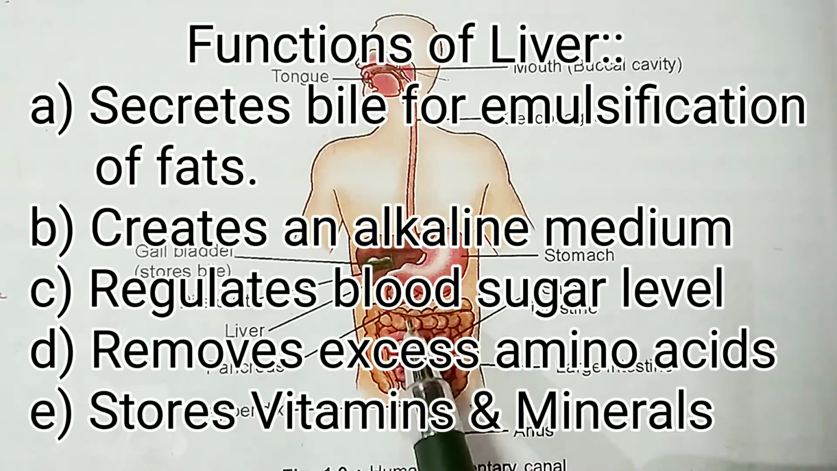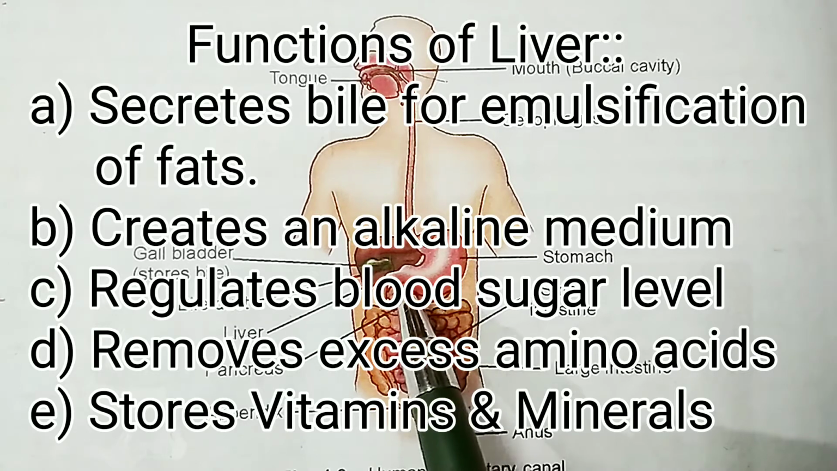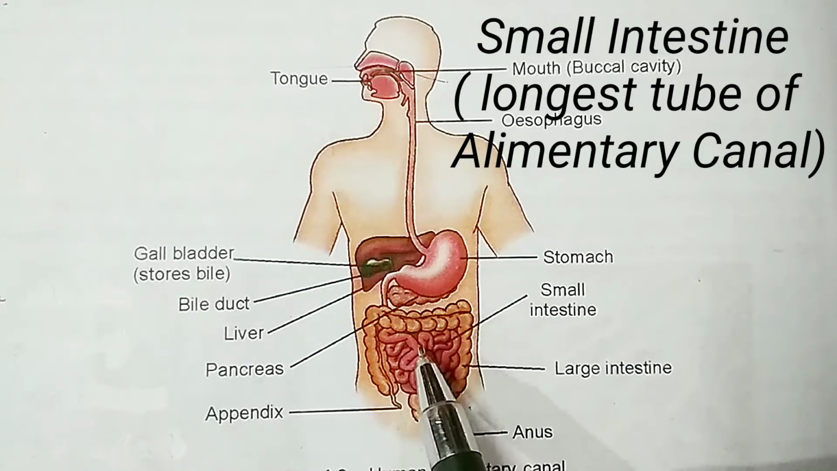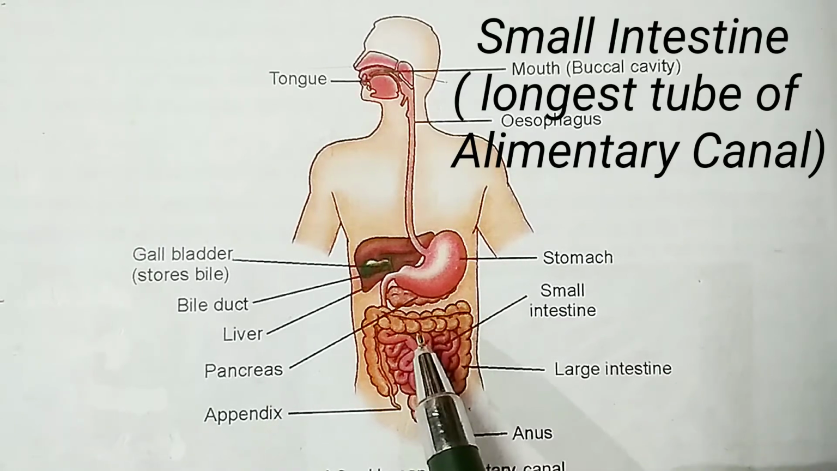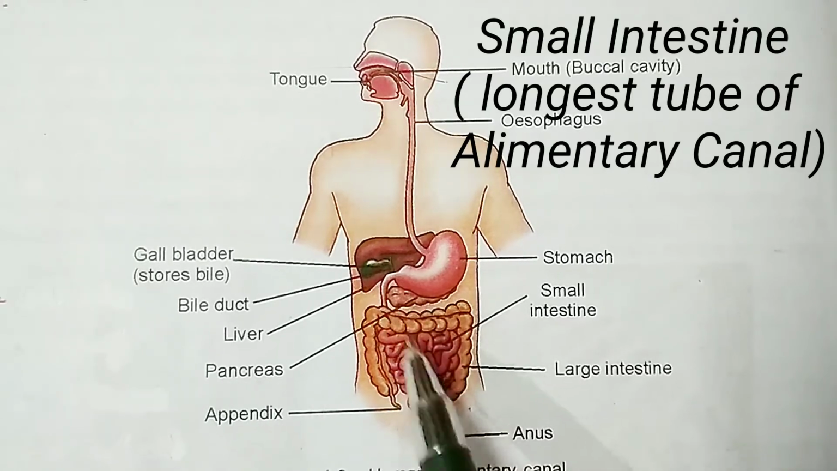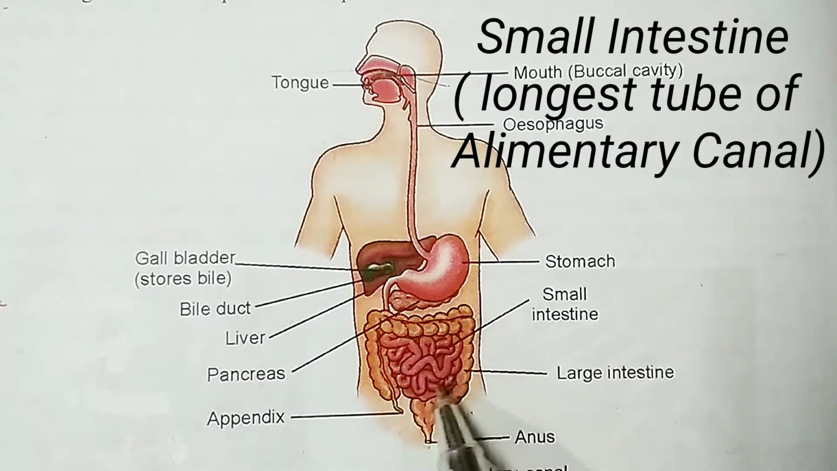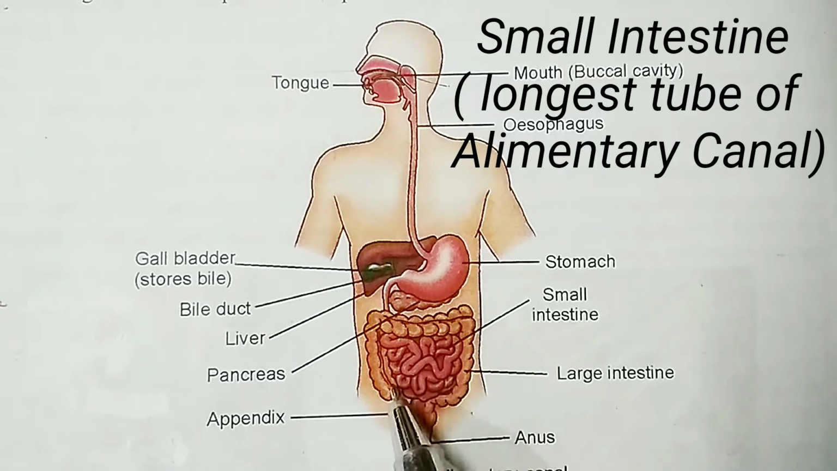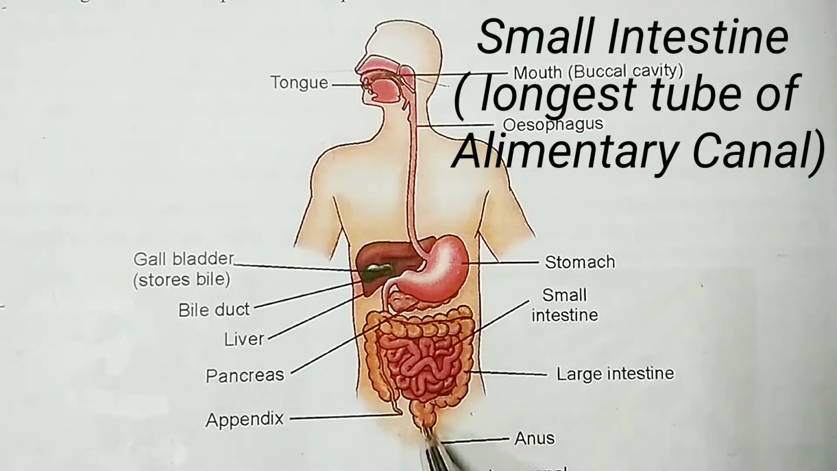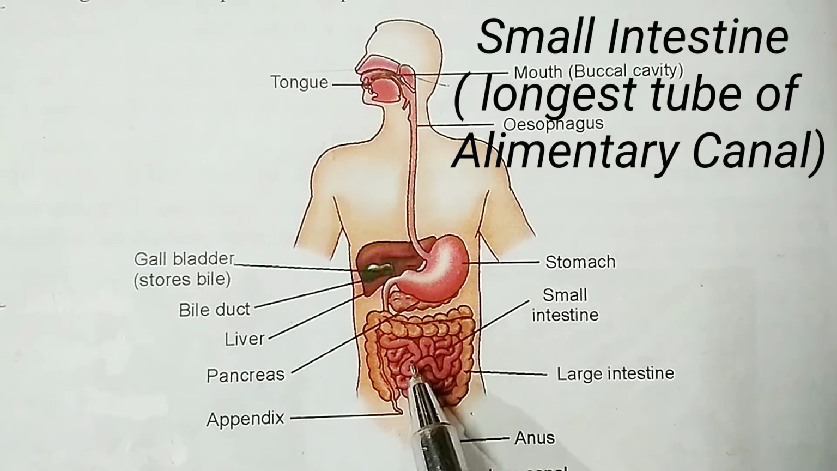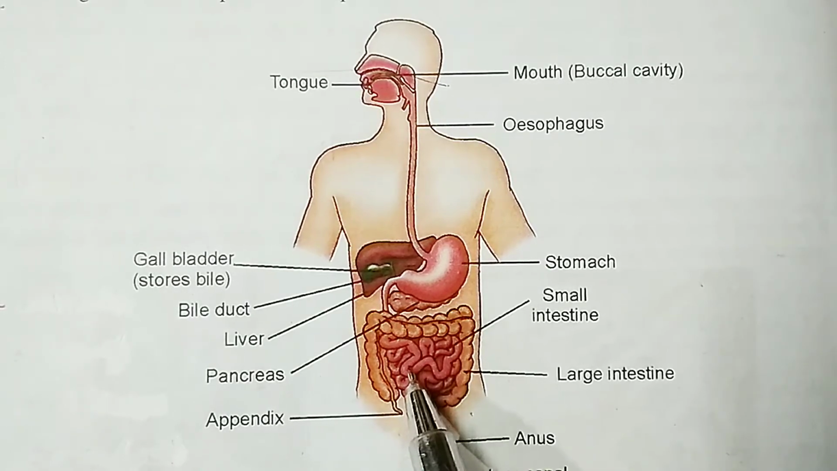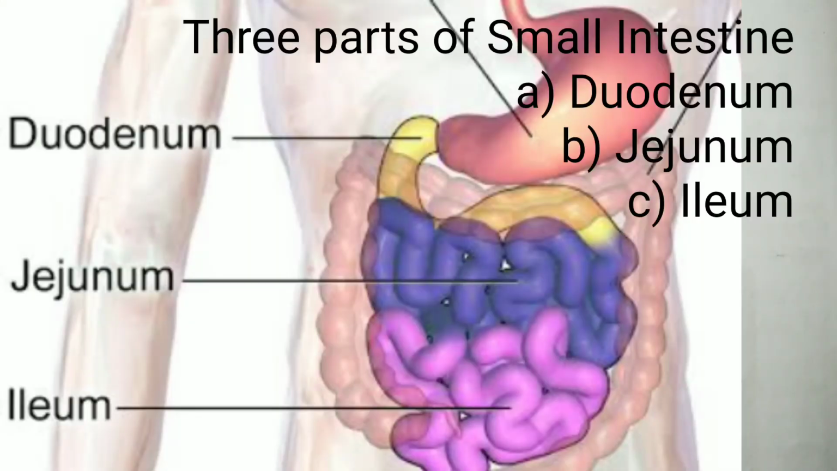The next part is the small intestine. The small intestine is the longest tube in the alimentary canal, and its length is around 7 meters. Starting from this point, all this twisted part is the small intestine, and this bigger one is the large intestine. The small intestine is divided into 3 sections. The first part is called the duodenum, the middle part is called the jejunum, and the last part is known as the ileum.